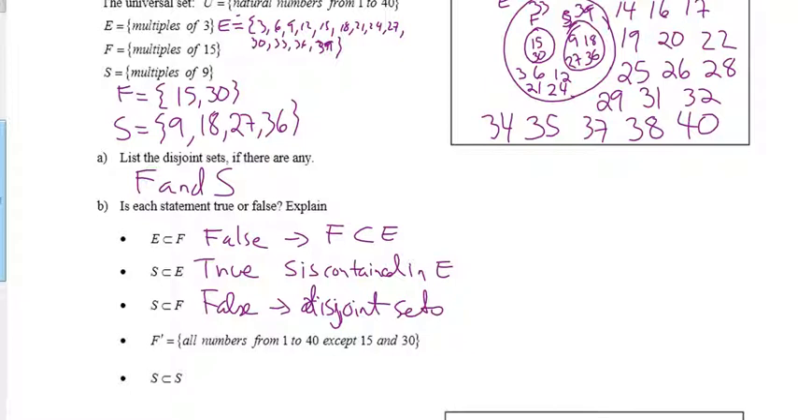F prime is all numbers from 1 to 40 except 15 and 30.